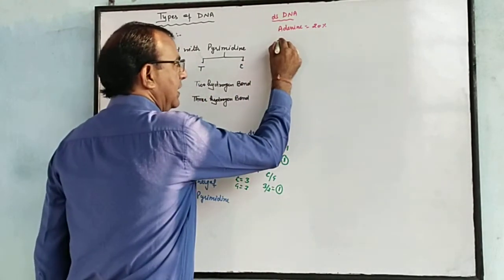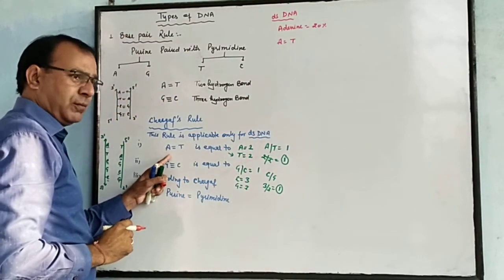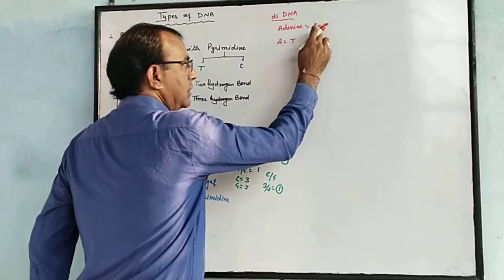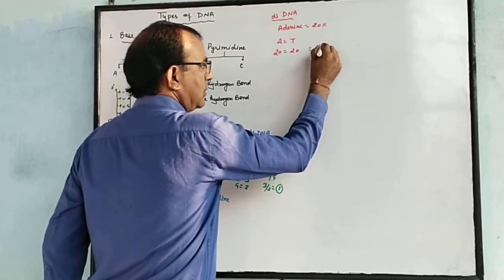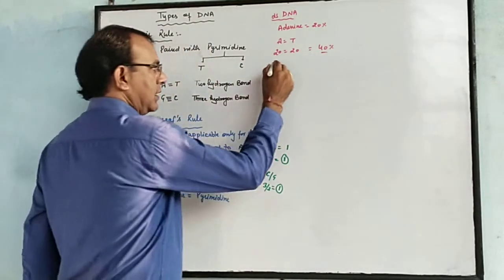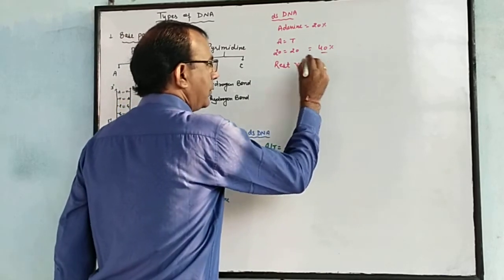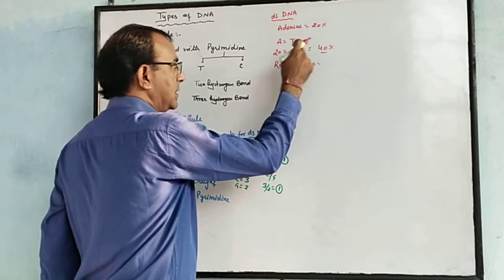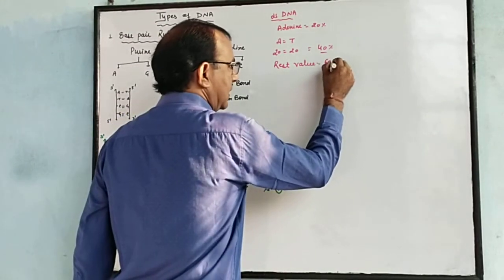We know that adenine is equal to T according to Chargaff's rule. If A is equal to 20%, then T is also 20%. The total value is 40%. The rest value remains: 100% minus 40%, which is 20% adenine and 20% thymine. The rest value is 60%.